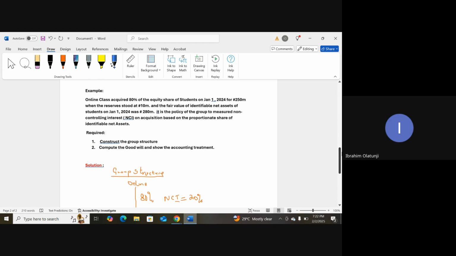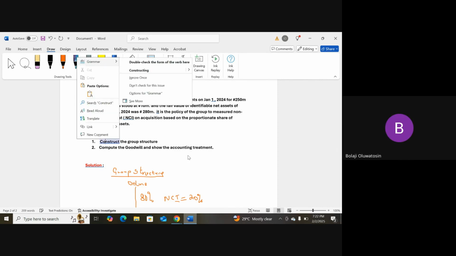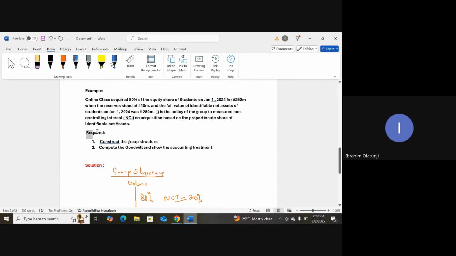Number 2: compute the goodwill and the accounting entry. I understand what that lady was saying based on the steps. Yes, but this question is only telling us what to prepare. The question says we should compute the goodwill. And in that step, I said when you compute the goodwill, you have to compute the net asset of the subsidiary. But here, you don't need to compute the net asset of the subsidiary because you are given it already. They said the fair value of identifiable net asset of the students was 280 million.